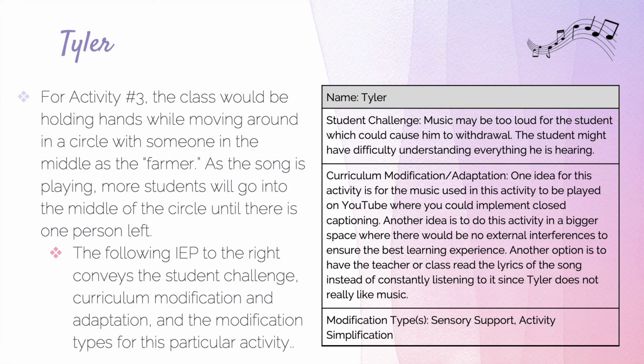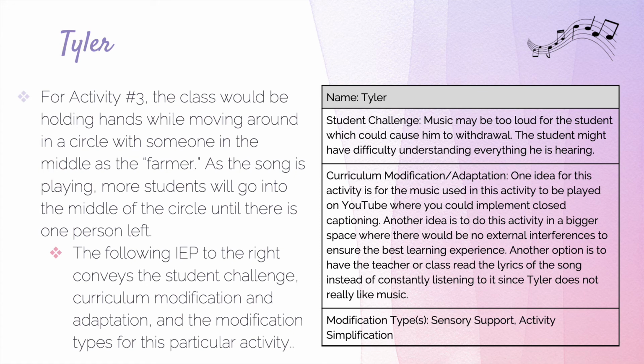Next up we have Tyler. So for activity 3, the class would be holding hands while moving around in a circle with someone in the middle as the farmer. As the music is playing, students will go into the middle of the circle until there's only one person left. So for the student challenge, the music may be too loud for Tyler, which could cause him to withdraw.